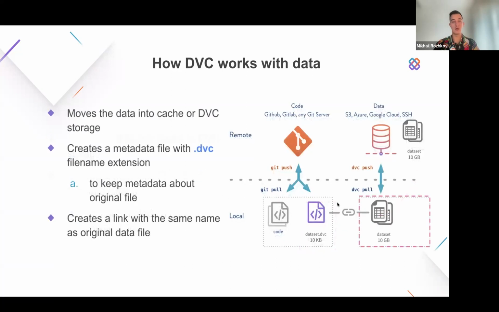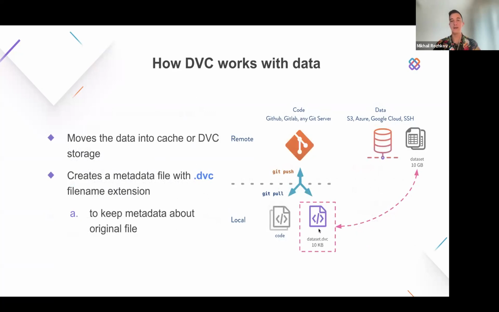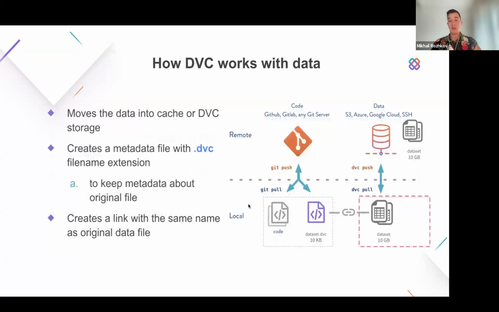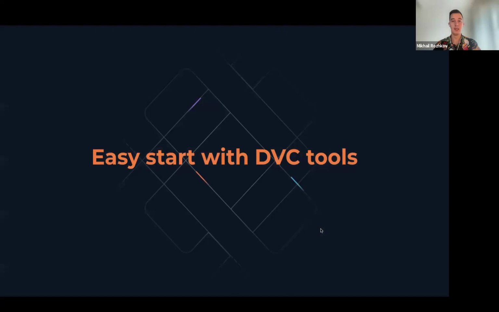So if we look inside that file, we can see it later. It's just some kind of hashes, pointers to that version of the file. And by saving this metadata to the Git repository, DVC creates this link between the Git repository and the data storage that you use to store your data. And you can do different kinds of synchronization and switching between versions using this metadata.